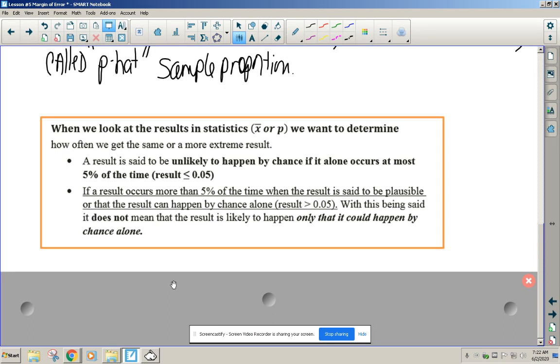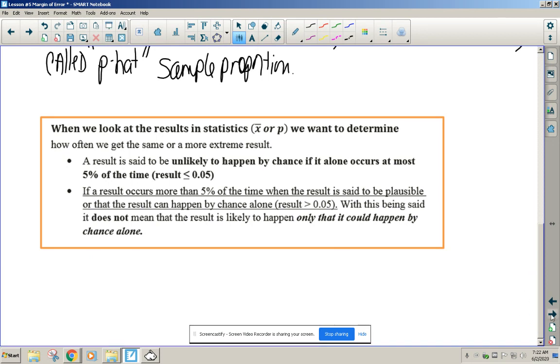So you're going to start seeing the word plausible, and we need to know that that is a small percent, which means it could happen just by chance. And it's usually around 6%, 7%. It's a small percent, and that would be a plausible percent.